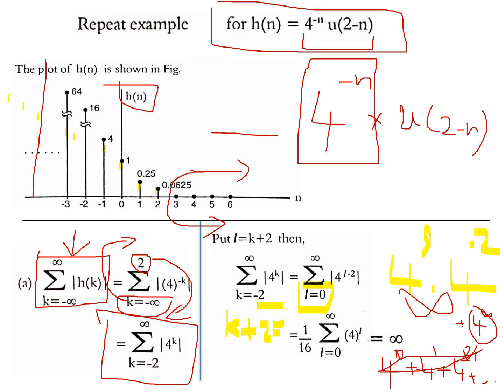Because this system started well before the input. Before you apply the input, output started. That means this system is anticipatory or non-causal. Because system values are non-zero for n not equal to 0, the system also has memory. So this system is unstable, the system is non-causal, and the system has memory.